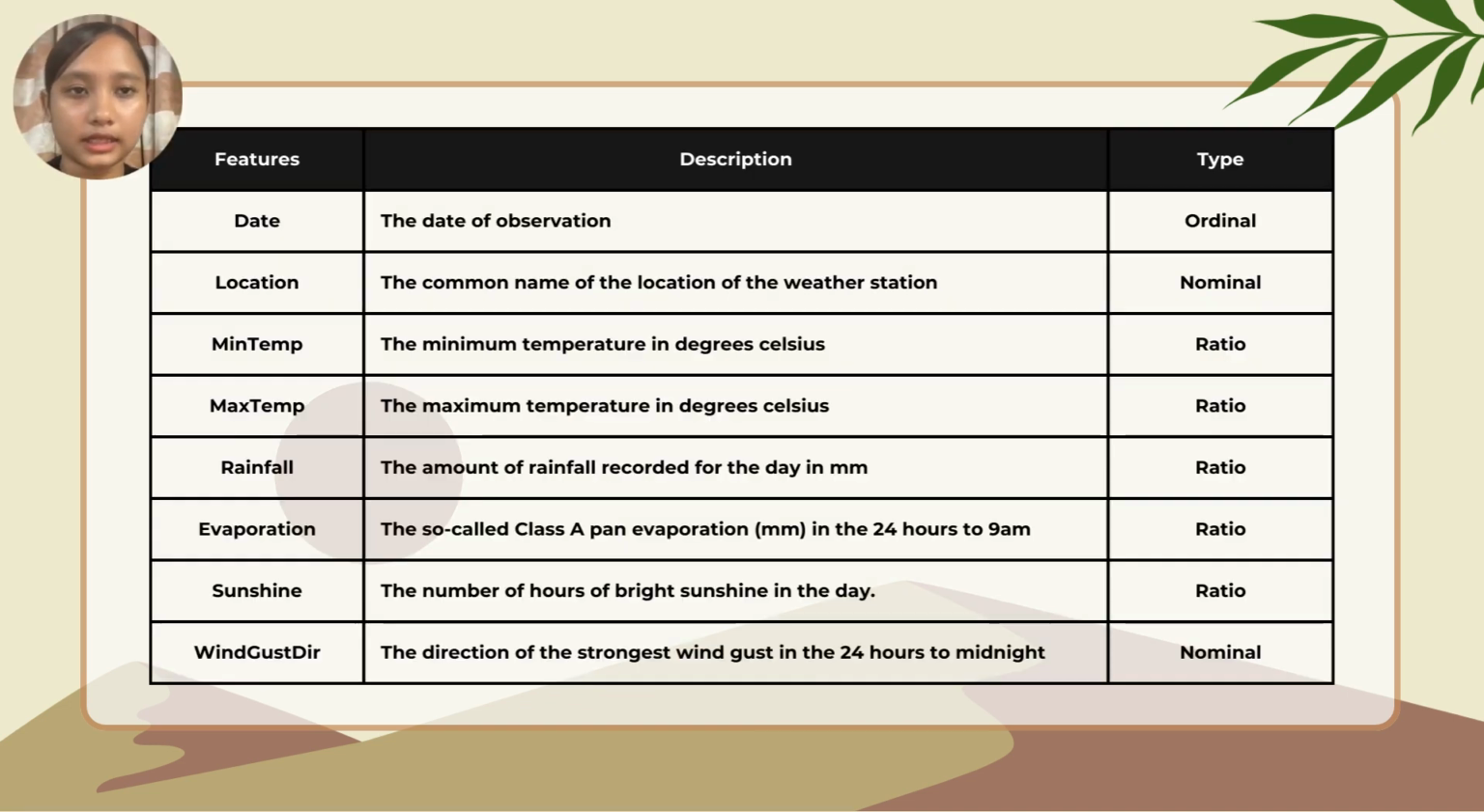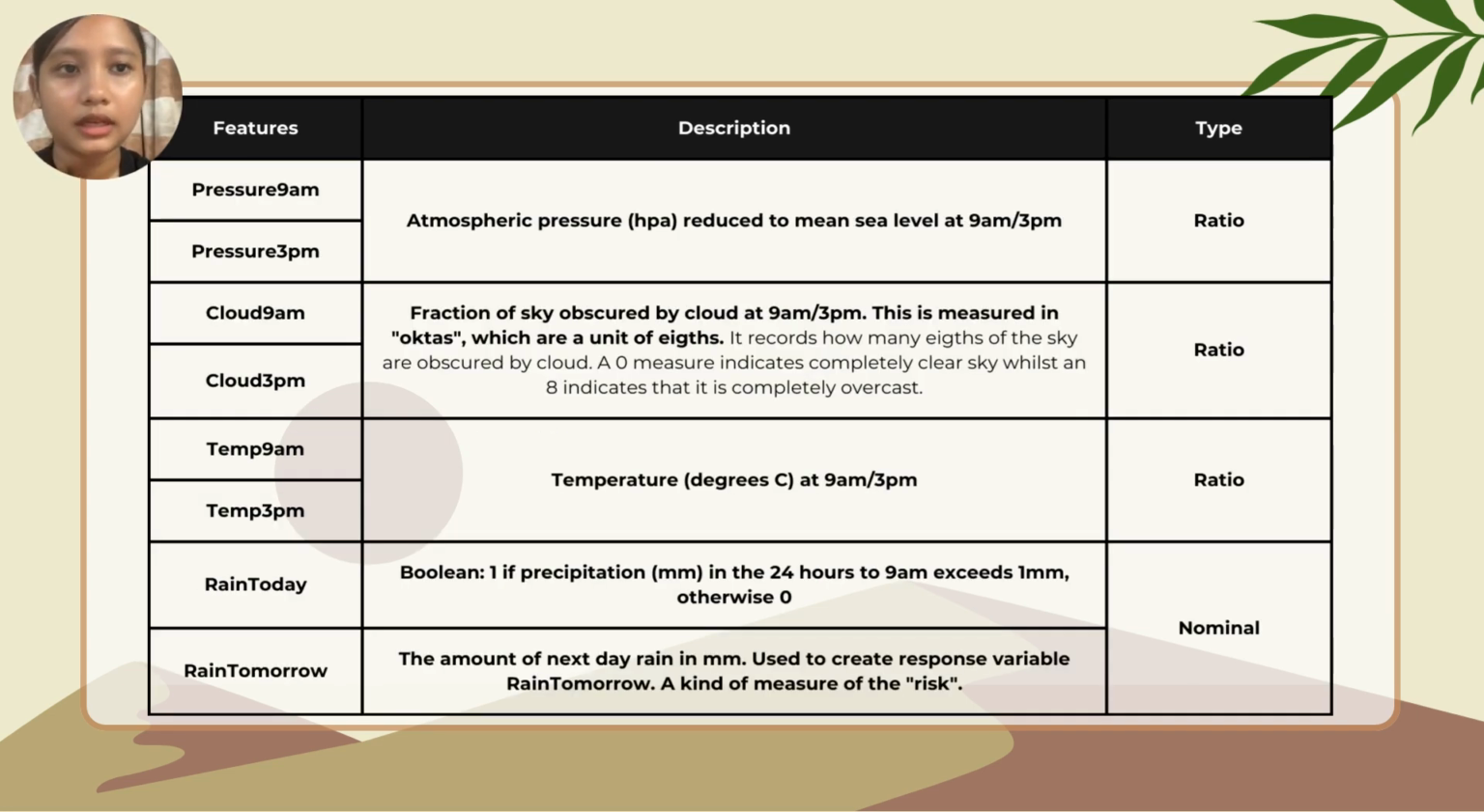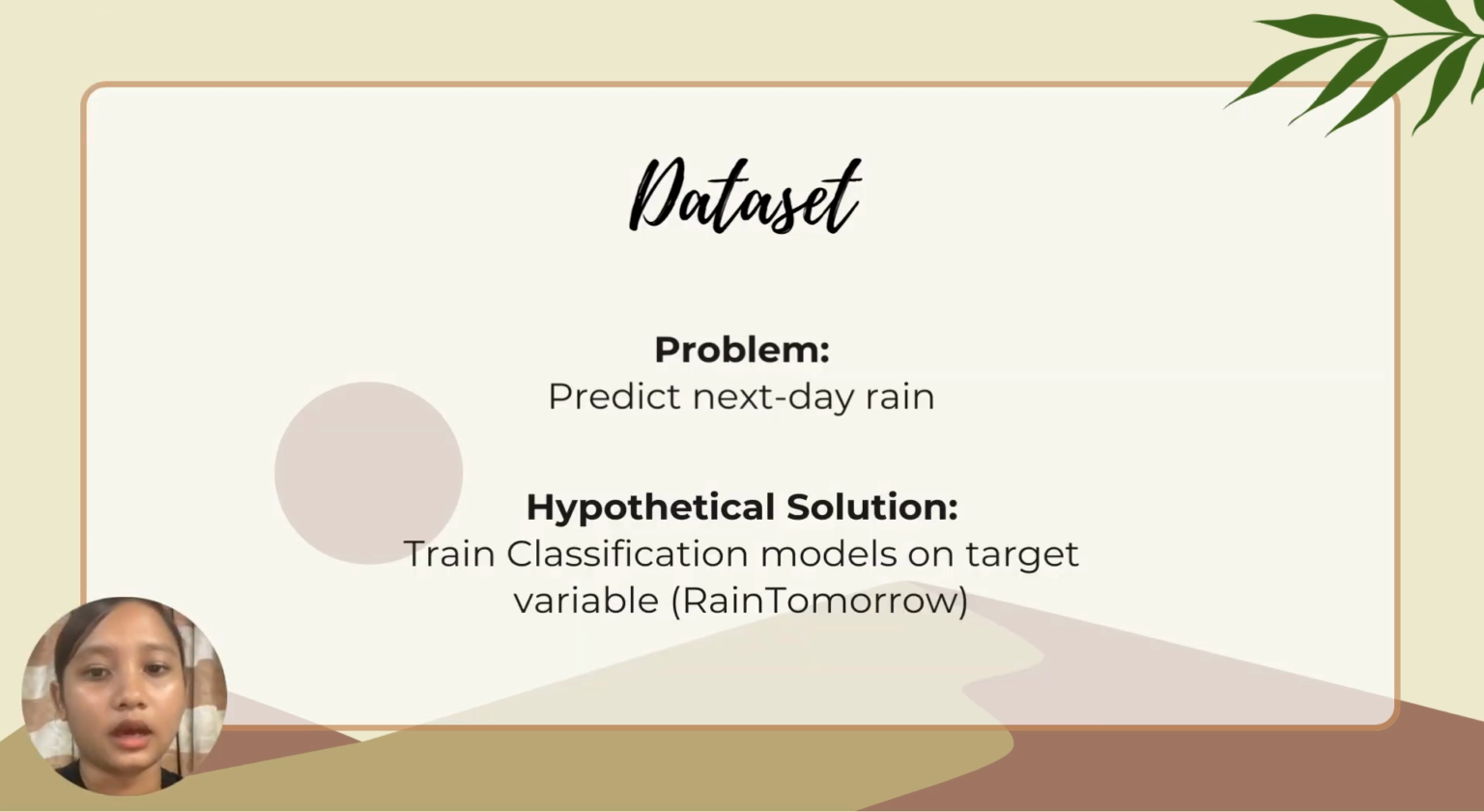The features of the dataset are date, location, minimum temperature, maximum temperature, rainfall, evaporation, sunshine, the direction of the strongest wind gust in the 24 hours to midnight, the speed of the strongest wind gust in the 24 hours to midnight, wind direction, wind speed, humidity, atmospheric pressure, cloud at 9 and 3 p.m., and lastly the temperature at 9 and 3 p.m., rain today, and rain tomorrow. Our problem is to predict next day rain.